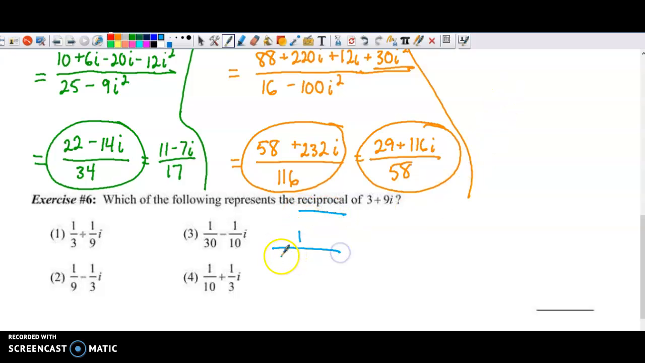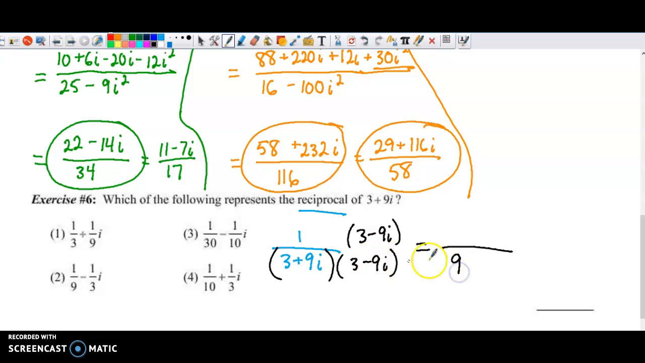The reciprocal would be 1 over 3 plus 9i. So the thought process is, again, multiply by its conjugate. So you don't want to just jump into an answer. In case you forgot what a reciprocal is, there's your reminder, 1 over that number. So if you work with the denominator, the outside and inside terms cancel, and then you end up with minus 81i squared. So that's going to be over 90.